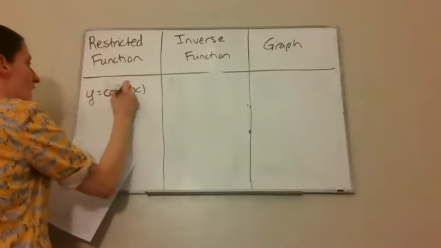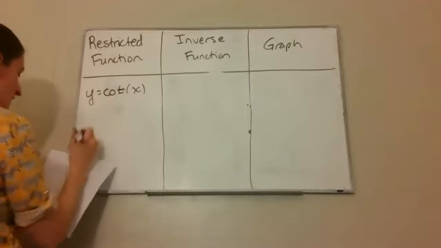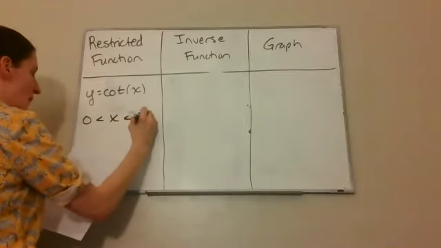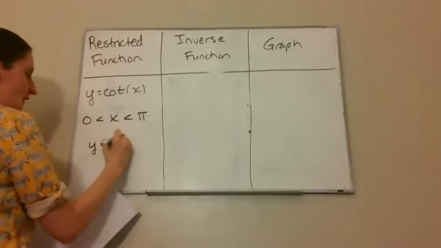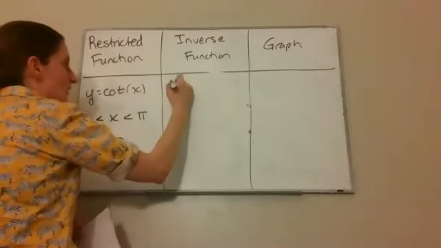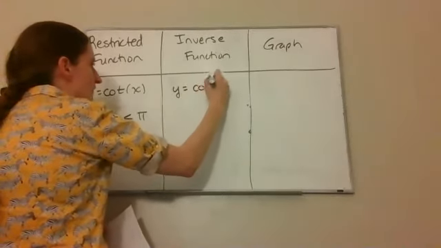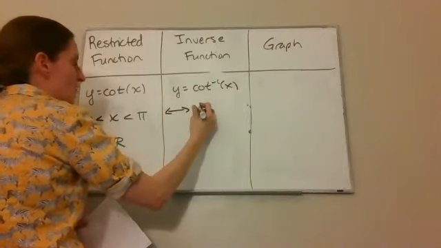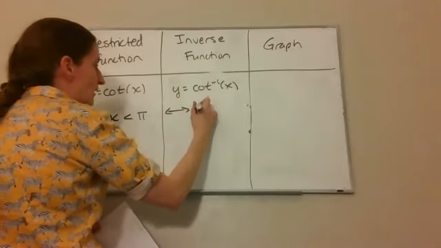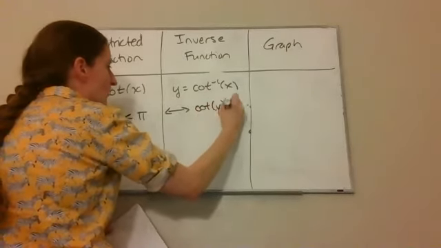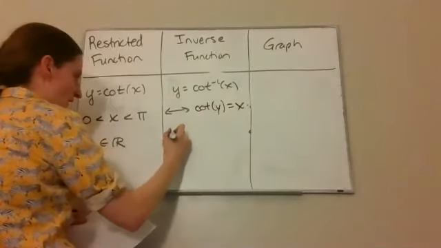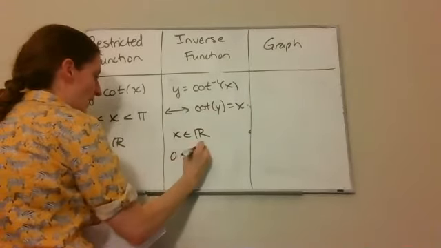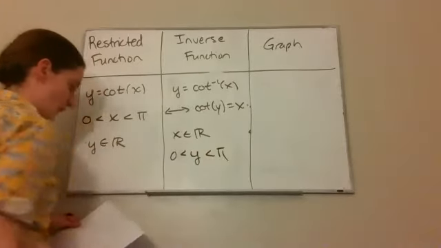So, if y is the cotangent function, we're going to restrict it so that our x is between 0 and pi. Our output is any real number. Then, y equals inverse cotangent of x if and only if cotangent of y equals x. X can be any real number, and our y is smushed between 0 and pi.